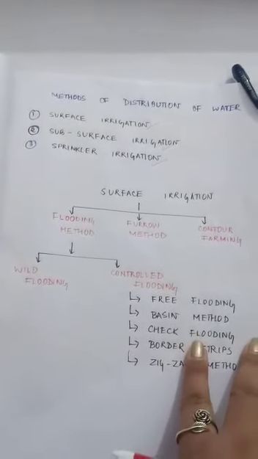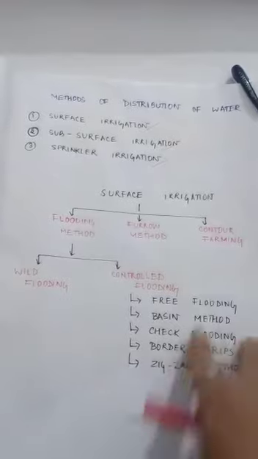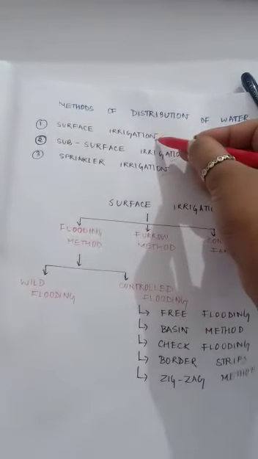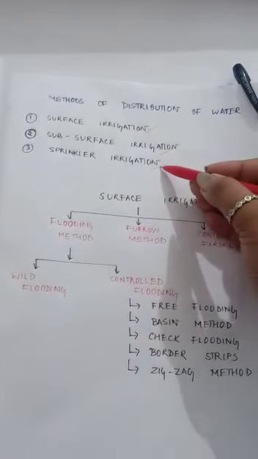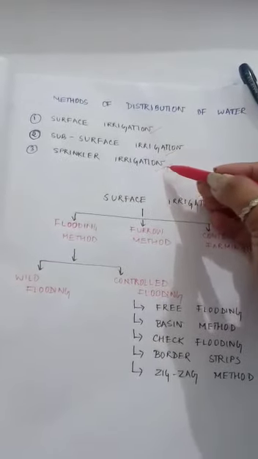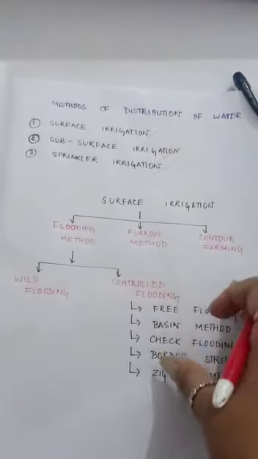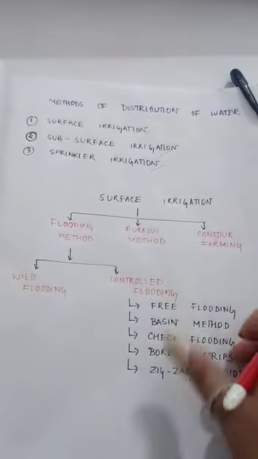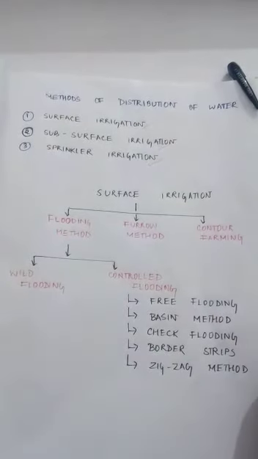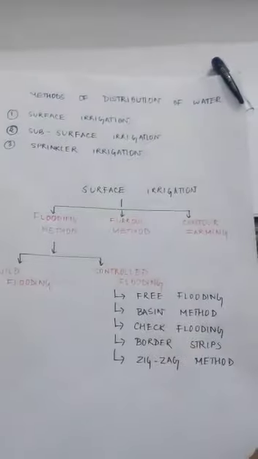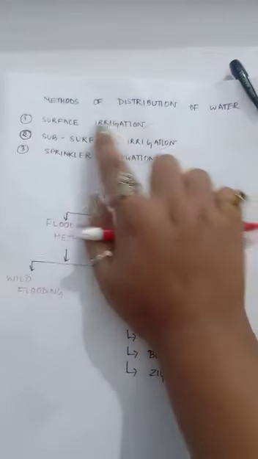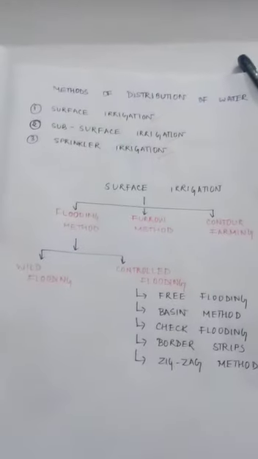So in this video, I will be explaining what is meant by surface irrigation, what is meant by subsurface irrigation, and what is meant by sprinkler irrigation. In my next video, I will be discussing the surface irrigation in detail. So let us discuss only the definitions of these irrigations. First, we'll go to surface irrigation.